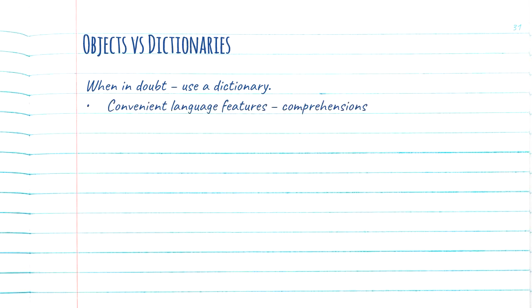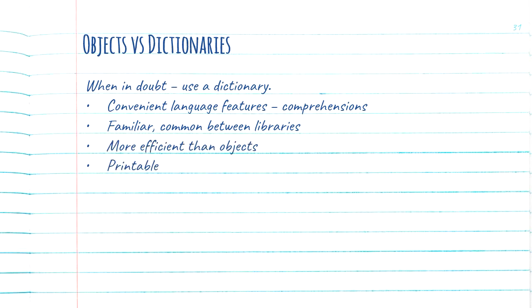They make use of convenient features in the language like dictionary comprehensions. They're familiar and they can be passed around between different libraries that you happen to be integrating with. From a performance standpoint, they're more efficient than objects. They are printable. Python developers often come from a background of developing in a text editor. They're not necessarily comfortable with debuggers or the various features of a full IDE development environment.